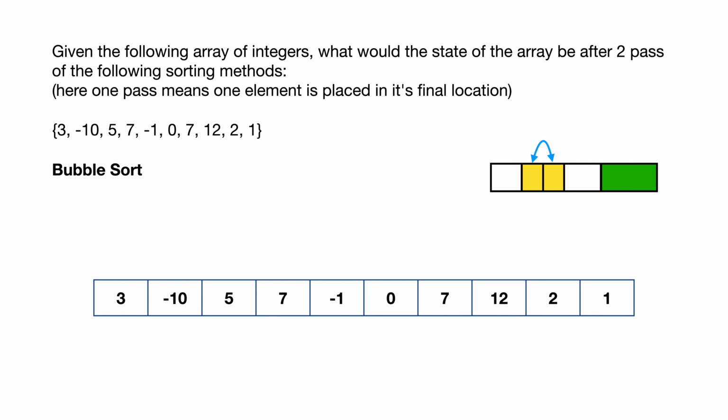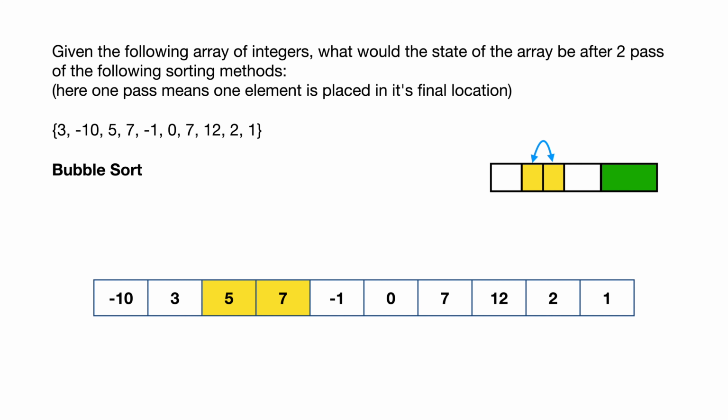So we start the pass at the beginning, and we compare 3 and negative 10. They're out of order, so we bubble those two, right? So we're bubbling 3 up. And we move on to the next pair. We compare 3 and 5. 3 and 5 are already in the right order, so we don't have to do anything.